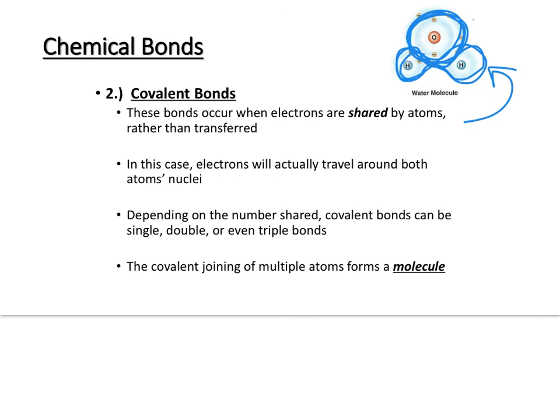But when it comes down to vocab again, if a compound is formed by a covalent bond, we call it a molecule, like this water up here. If a compound is formed from an ionic bond, we call it an ionic compound, or we say that it forms ions.